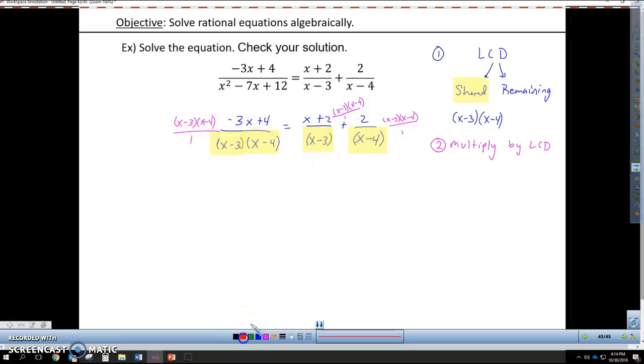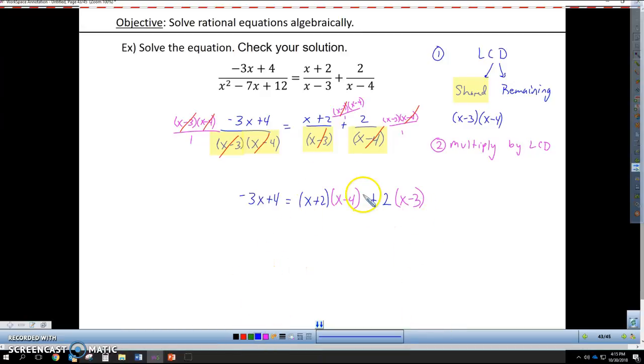So now we'll reduce. x minus 3 cancels with this x minus 3. x minus 4 cancels with this x minus 4. And we have negative 3x plus 4 come down, equals, x minus 3 cancels with this x minus 3, which leaves us with x plus 2 times x minus 4. Plus, here x minus 4 cancels with this x minus 4, leaving me with a 2 and an x minus 3.